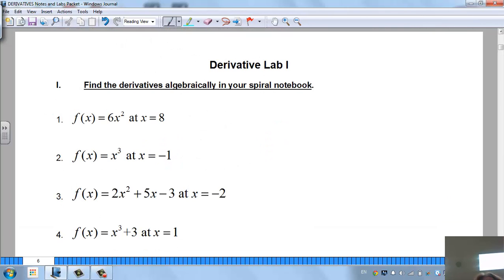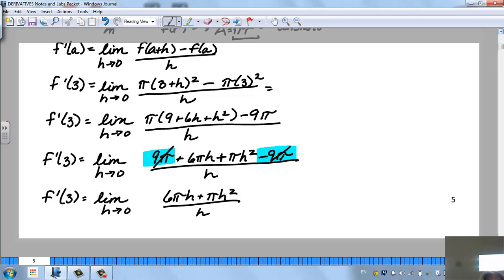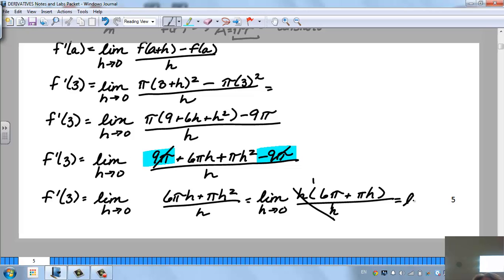Now we still can't plug our 0 in, so we've got to continue on with this and factor out the h on the numerator. This should be getting used to this. 6 pi plus pi h all over h equals the limit as h approaches 0 of 6 pi plus pi h.